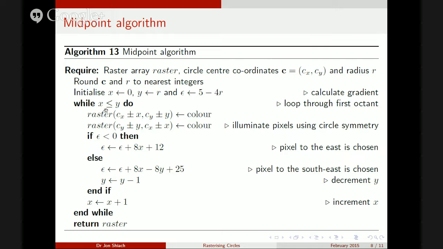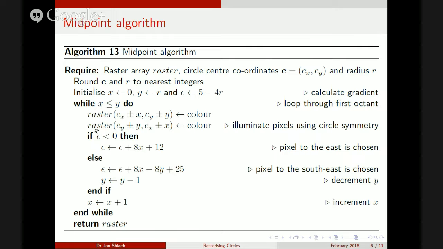While x is less than or equal to y, so that means we're only going in the first octant, doing 1/8 of the circle, you render or illuminate 8 pixels: center plus or minus x, center plus or minus y, and combinations of those. There are 8 of them. That's where that other code came in, so you just call that code there.